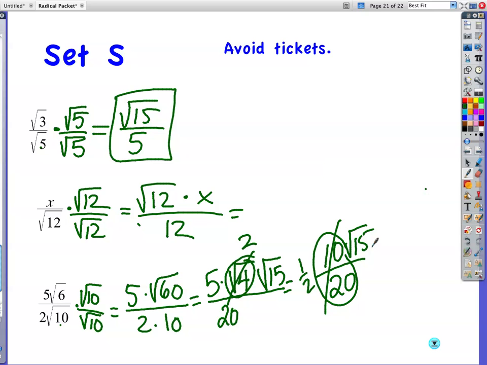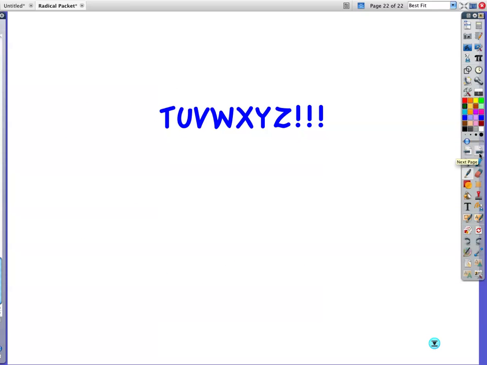So I don't want you to write your answers like that. Don't turn in your paper like that. That could be a work step, but now your answer: square root of 15 over 2. Done. That's it. And I think we are done as well.